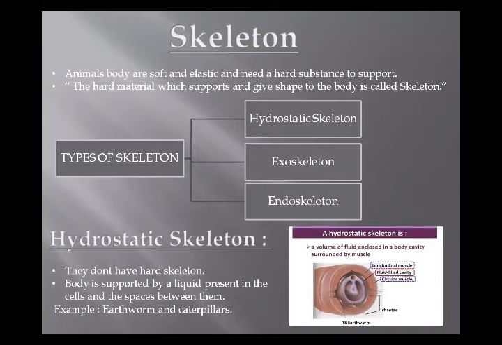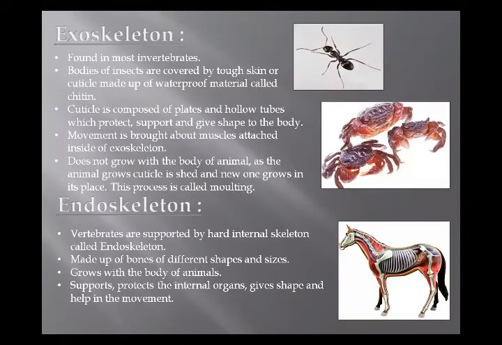Means the caterpillar and the earthworm have a liquid inside their body which is filled with pressure. This pressure-filled fluid supports their body to maintain its shape and also helps in locomotion. I hope you understand. Now let's move forward. The next type of skeleton is the exoskeleton.